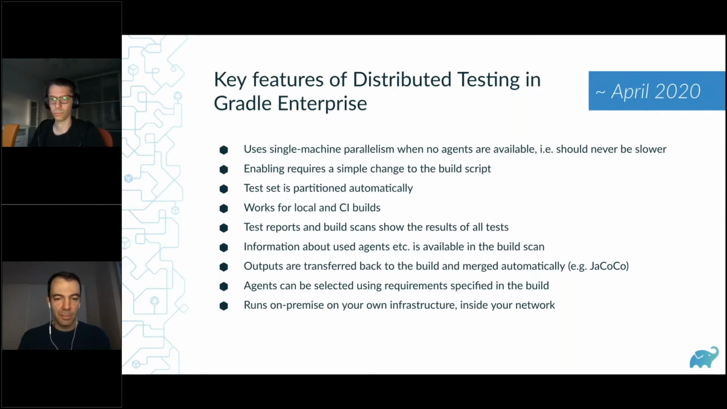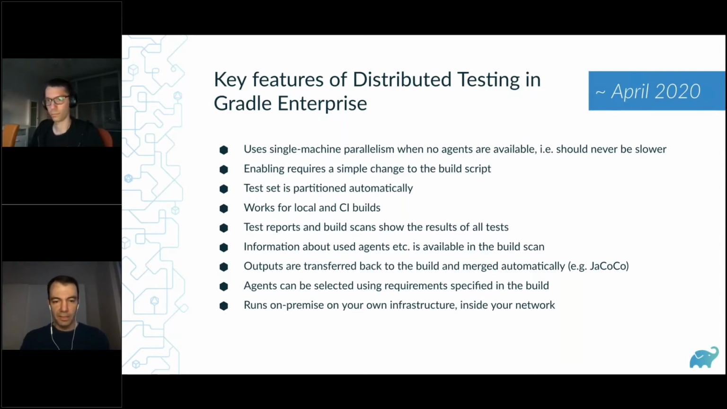Information about used agents is available in the build scan, which will help you debug in case there's a failure that only happens on an agent. You will be able to see on which agent it was executed, and that will help you get to the root cause. Outputs are also transferred back to the build and merged automatically, so that, for example, for Jacoco, you will get an aggregated code coverage at the end without configuring anything. We handle that case transparently for you.